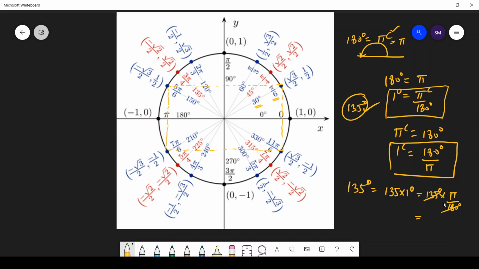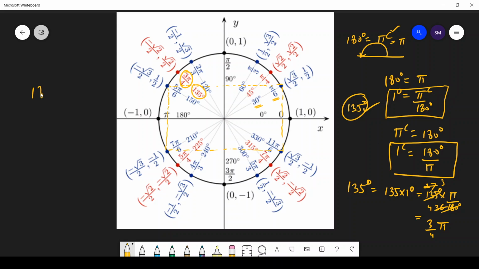You want to divide it by 5. 5 times 7 is 35, and 5 times 36 is 180. Then 9 times 3 and 9 times 4. So it's 3 by 4 pi. So that's 135 degree written over here: 3 by 4 pi.